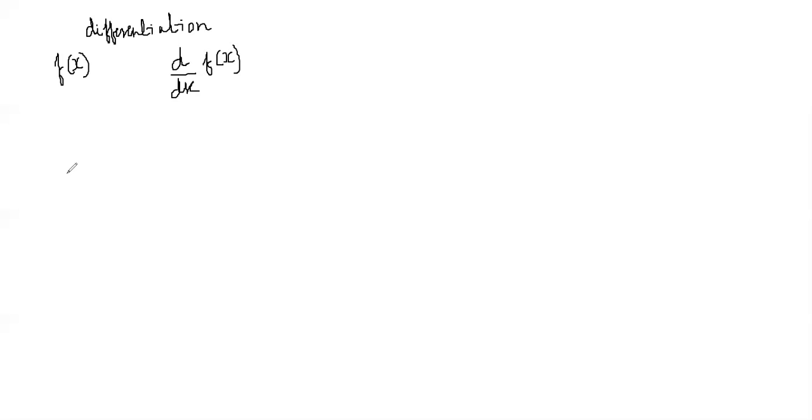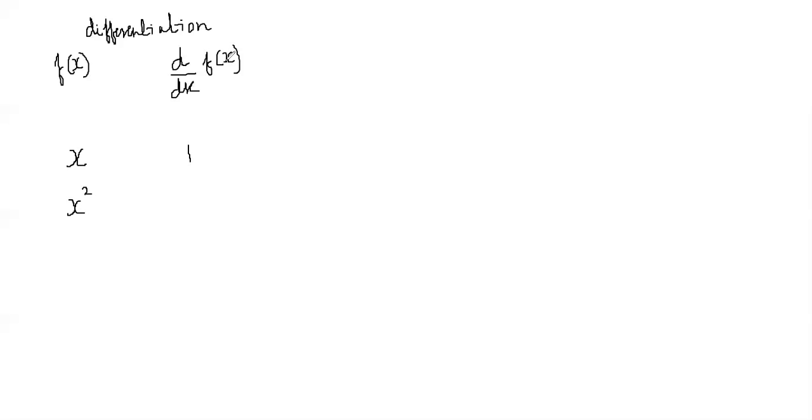So let's have f of x equal to x. Differentiation in the sense the value of x is going to reduce. So this will become d by dx of f of x. In this case, f of x is nothing but x. So dx by dx will be equal to 1.